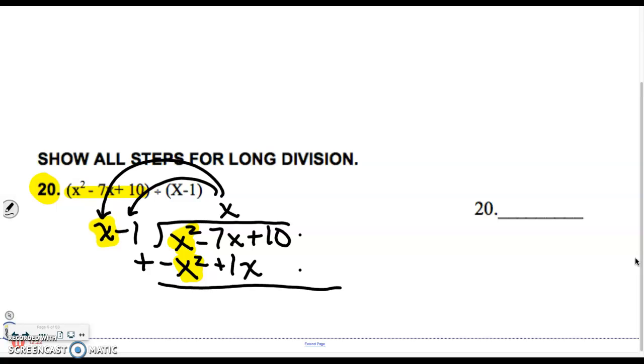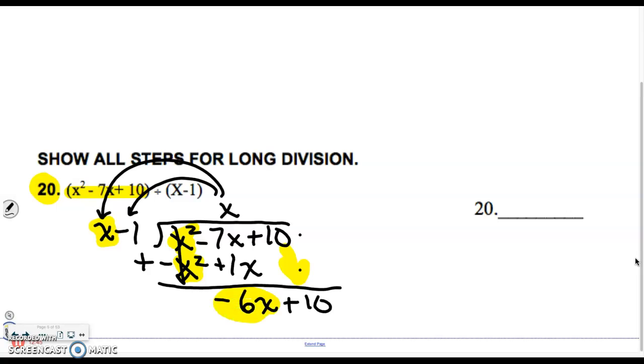So I feel really good about our process because these disappear. They always should. If yours don't, you divided it wrong. -7 plus 1 is a -6x. All right. Do you remember what we do right now? We start over again. Oh, you already did that. Yeah, I brought the 10 down, if you didn't hear her. I should have said that. Thank you. So we drop that 10 down, then we start all over again.